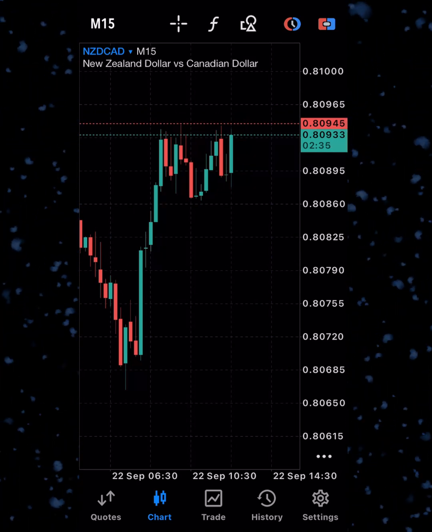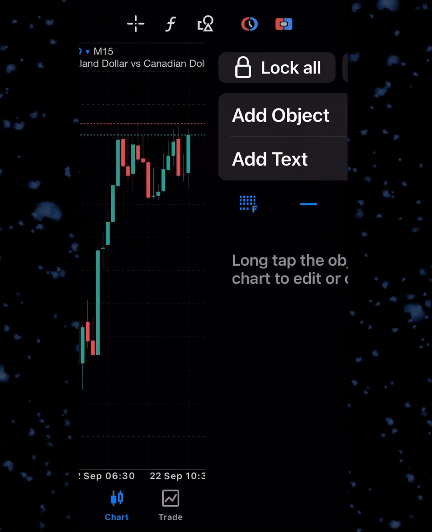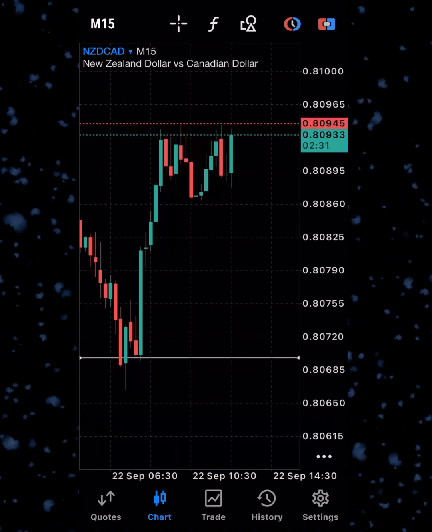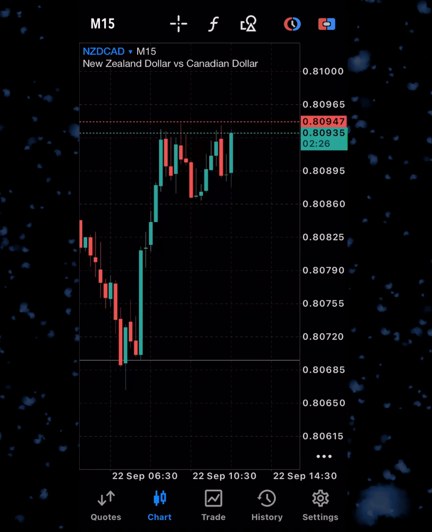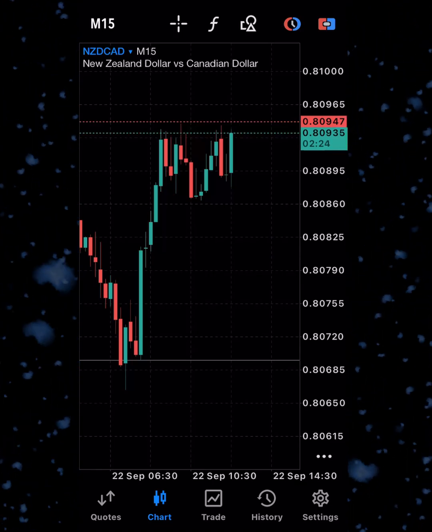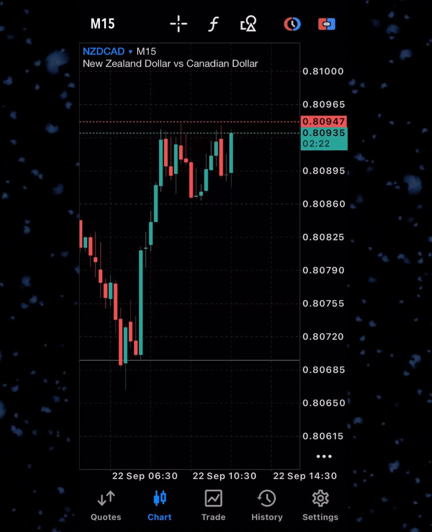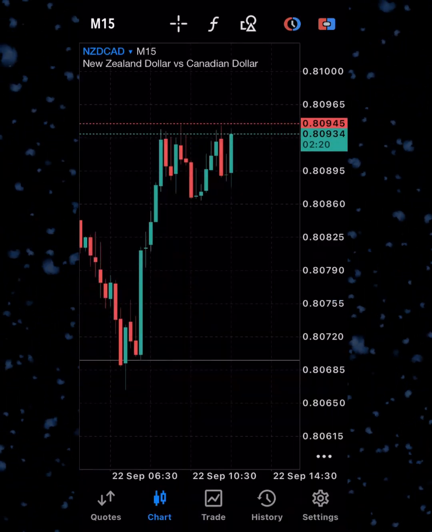The TP was just around this range right here. And so if we couldn't come into the price and sell, it's nothing bad. So let's see how it plays out, guys. I'll catch you guys in the next one.